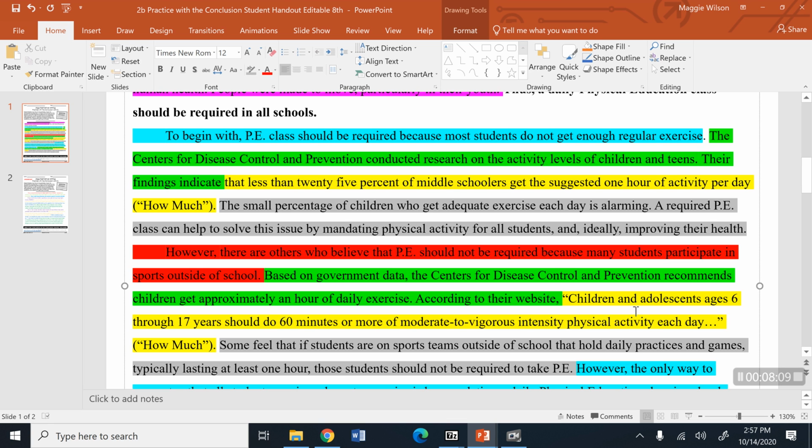So for the mic drop, you need to look at the mic drop poster. It gives you a bunch of sentence starters, and those sentence starters will help you create a mic drop sentence that you can use at the end of your essay.